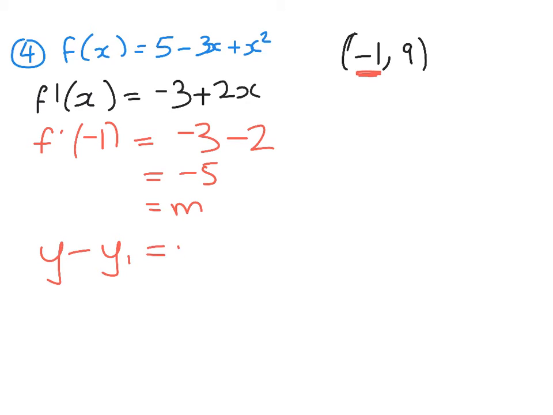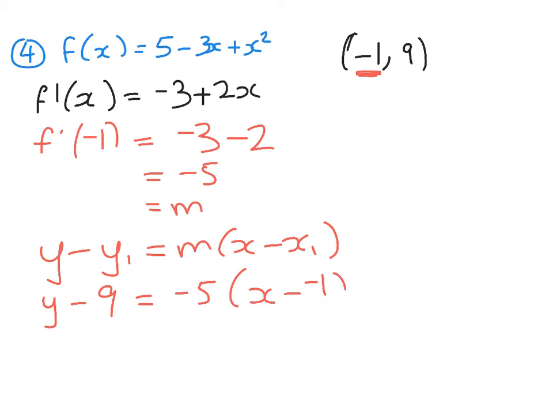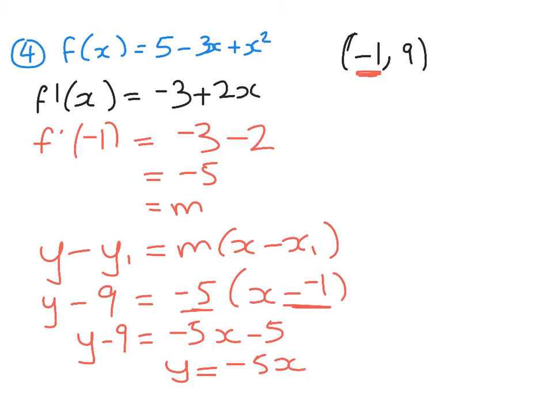Y minus y1 is equal to m times x minus x1. So y, take away 9, is equal to negative 5 times x minus negative 1. So I've got here, this is a plus and this is a negative, so that's minus 5. So the final answer is y equals negative 5x minus 5 plus 9. So that's going to be plus 4.